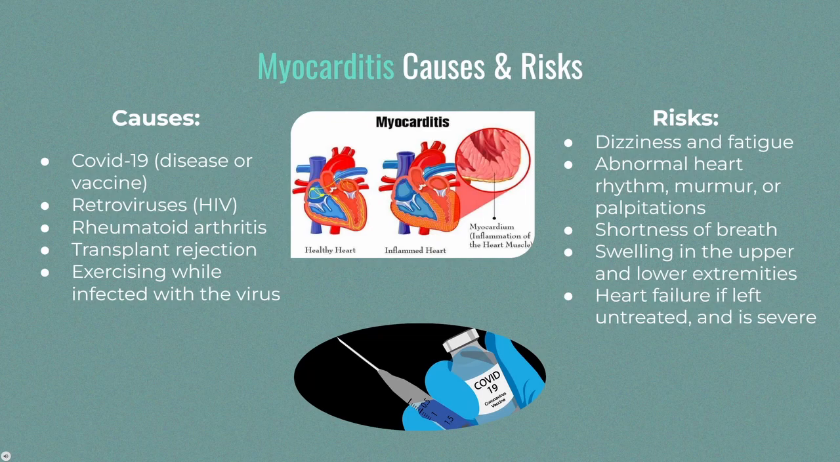The people most at risk are young men. Men are 9 times more likely to get myocarditis than women. People with diabetes or weakened immune systems. Myocarditis accounts for 10 to 20% of sudden death in young athletes.